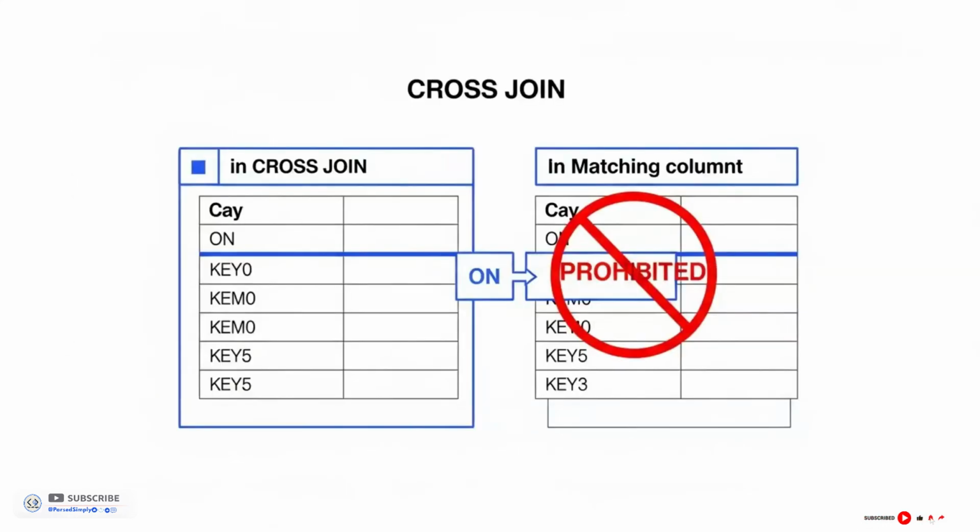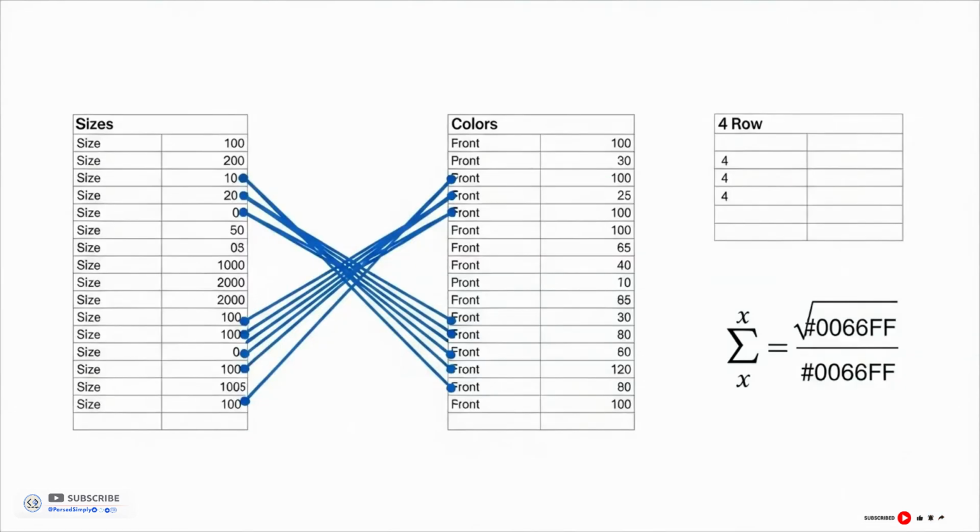Moving from specific relationships to total combinations, we reach the cross-join. Unlike every join we've covered so far, the cross-join does not require a matching key or an on clause. This creates a Cartesian product. Every row from the first table is paired with every single row from the second, resulting in a final table size equal to the product of both row counts.